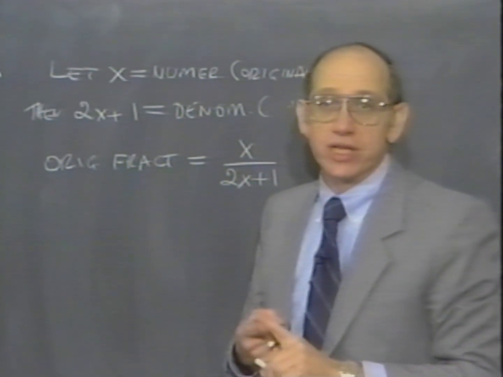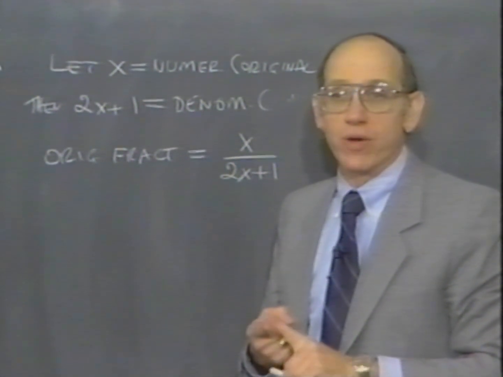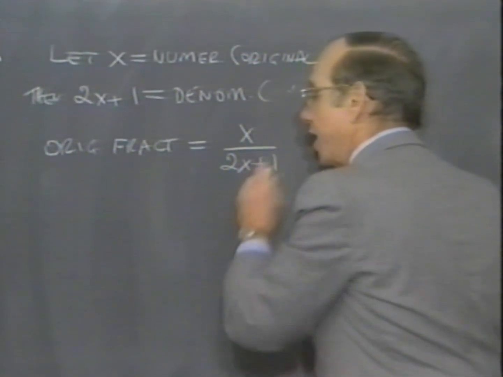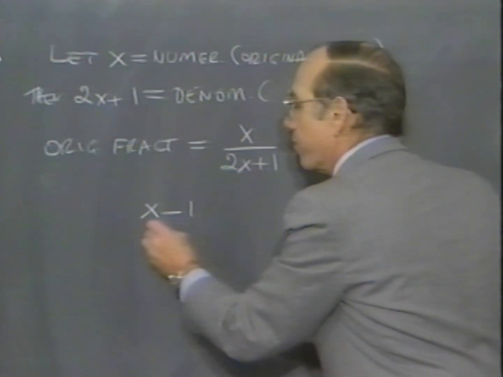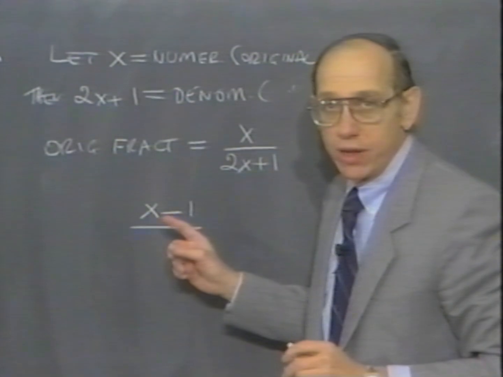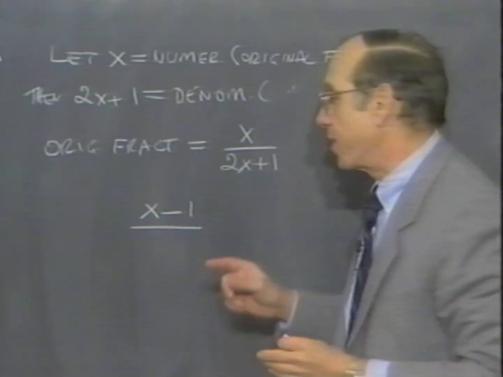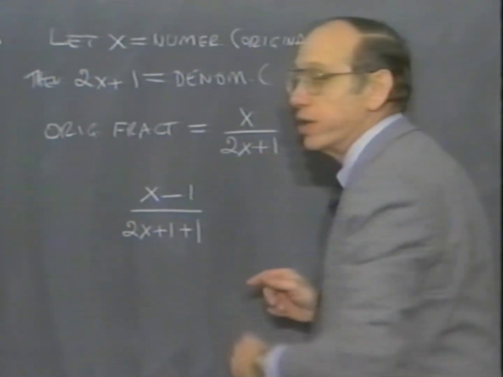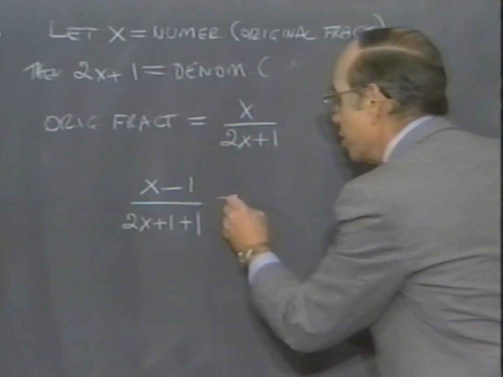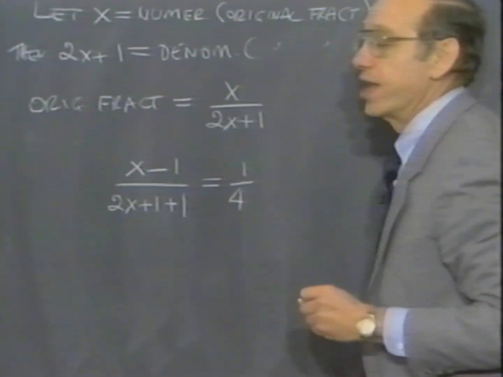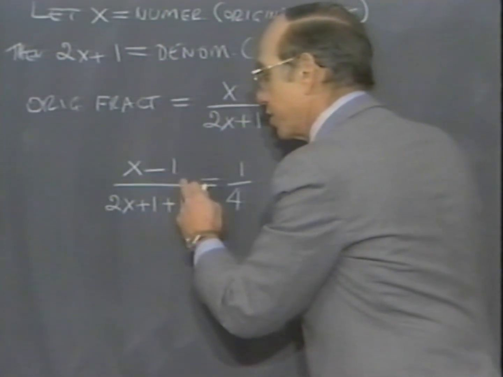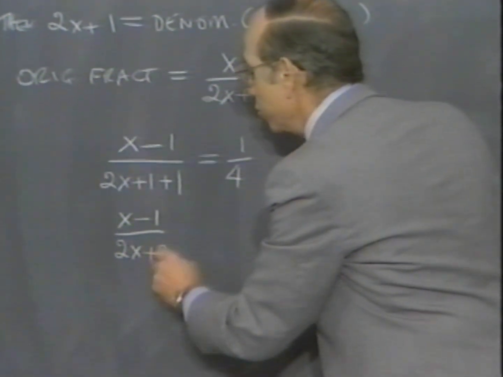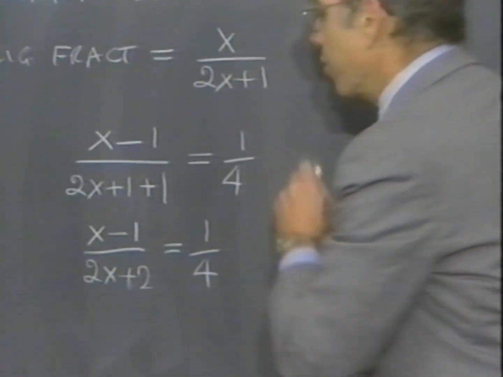Now the problem says that the numerator is decreased by 1 and the denominator is increased by 1. Well, what does that mean? That means we take the numerator and we subtract 1 from it. So the numerator is x minus 1, and the denominator is increased by 1. That means we add 1 to the denominator. That's 2x plus 1 plus 1. And the resulting fraction is equal to 1/4 in value. All right? Let me just combine these terms here. So I have x minus 1 over 2x plus 2 is equal to 1/4.